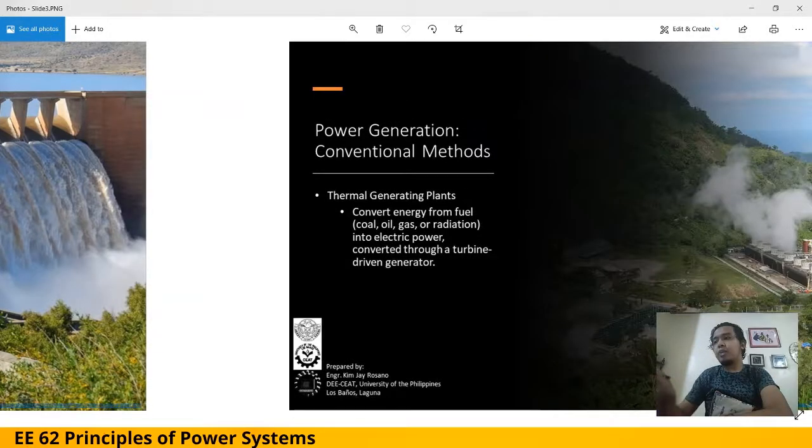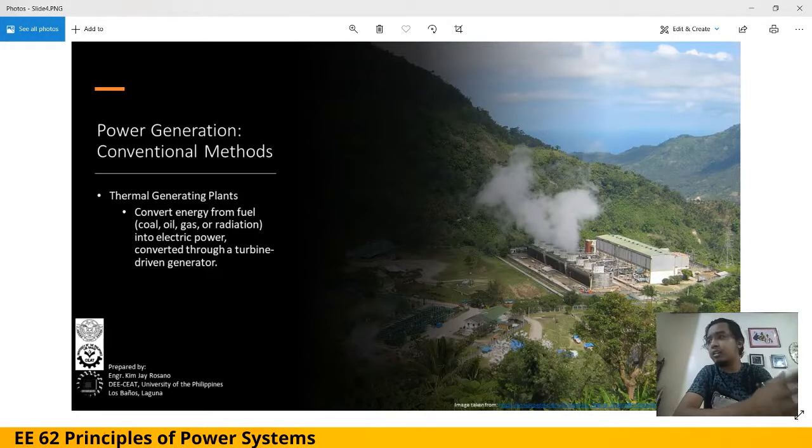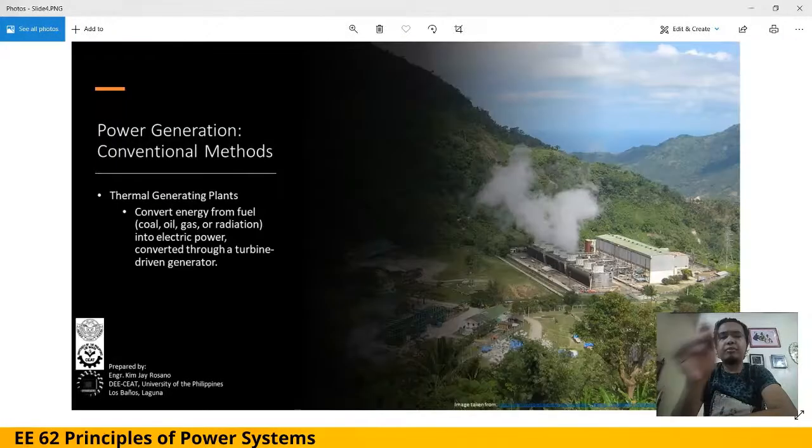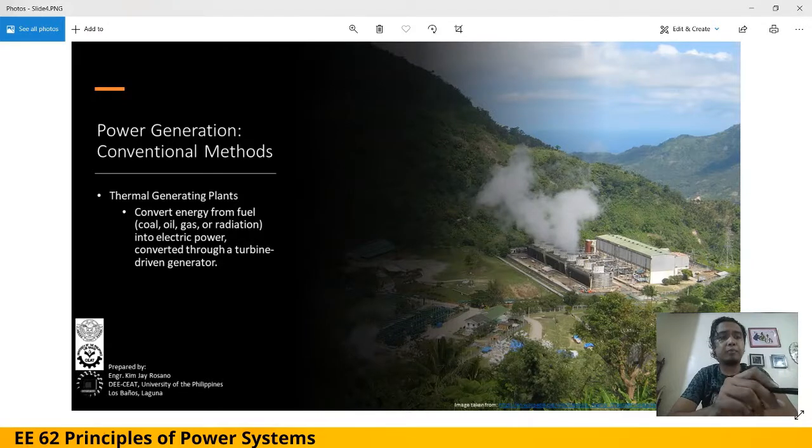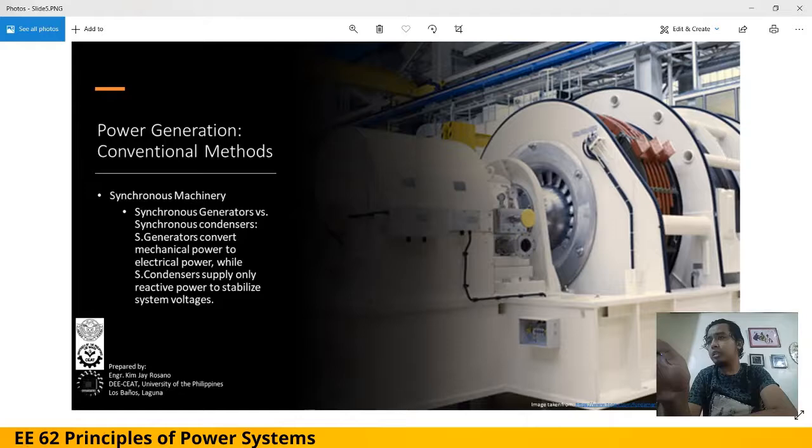Of course, you have thermal plants. You are basically thermal generating plants. Most of them are geothermal. You are basically harnessing heat and then steam to make that turbine rotate. So it converts energy from fuel, you have coal, oil, gas, radiation, into electric power through a turbine-driven generator. It's the same, but it uses steam. To produce that steam, you need to have a heat source. So it's a thermal plant. Now, I think we have one here in Laguna. Is this the one in Laguna?